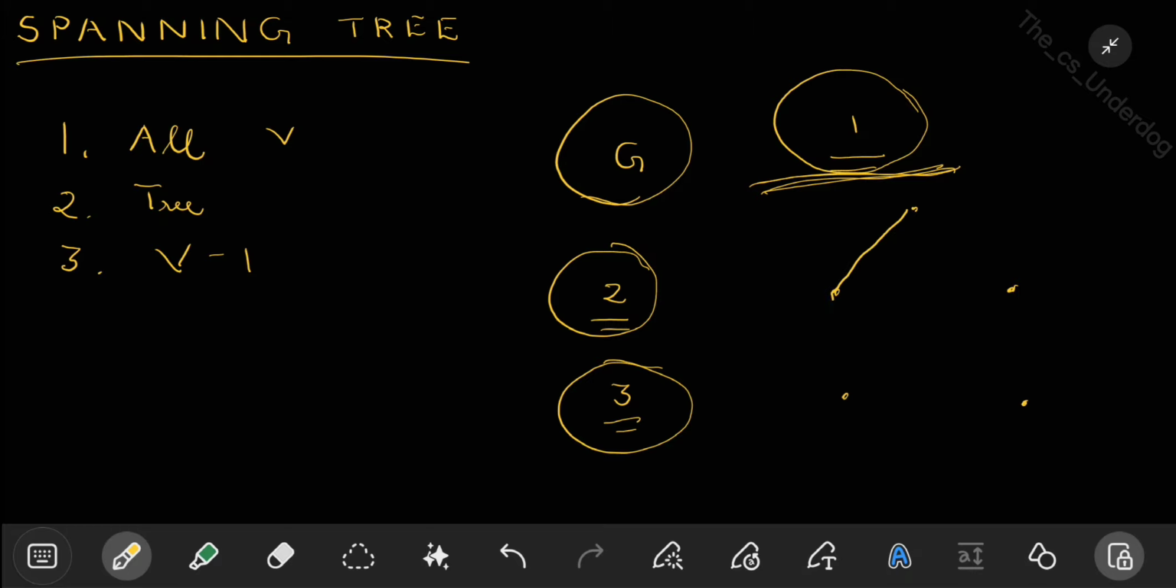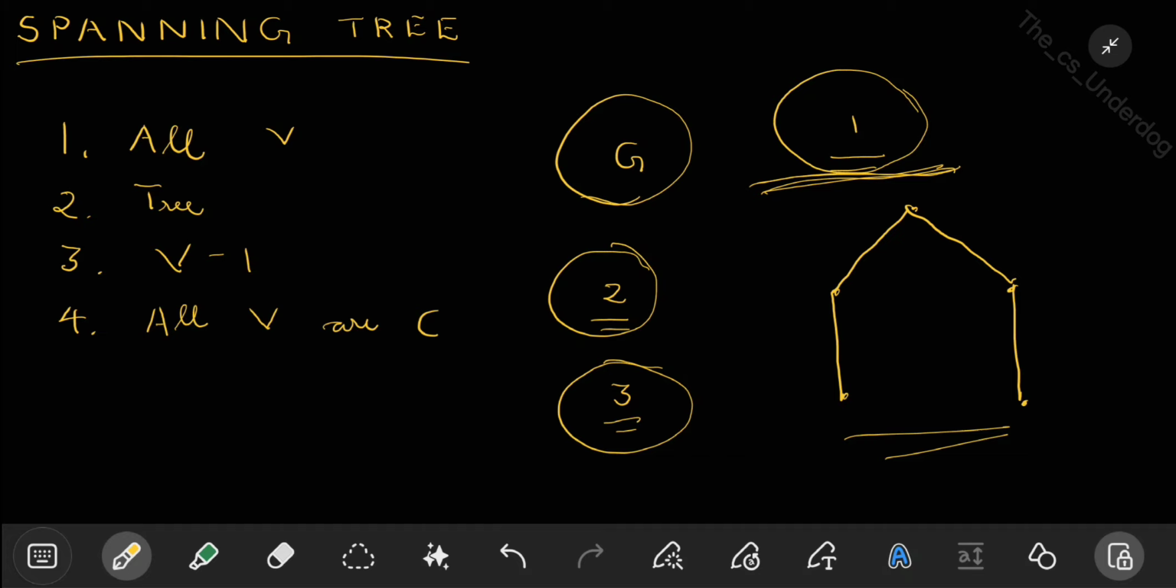If you have 1, 2, 3, 4 edges, then you got a spanning tree, which means whenever you have a spanning tree, it will be having v minus 1 edges in it. The fourth one is that a spanning tree will always ensure that all the vertices are connected. So these are the conditions under which you can say that this is a spanning tree.